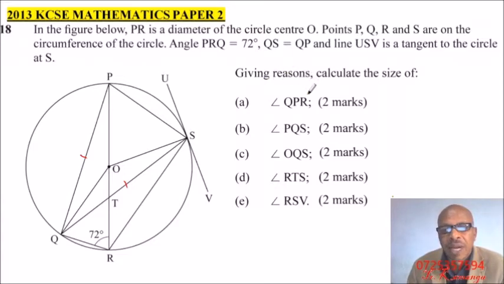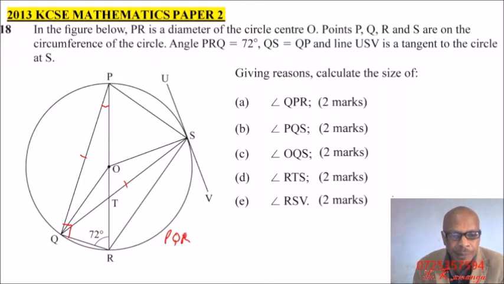So, giving reasons, calculate the size of angle QPR. Where is angle QPR? This is the angle that we are interested in. Now, we have been told that PR is the diameter, and therefore this angle here is 90. A diameter makes an angle of 90 at the circumference.